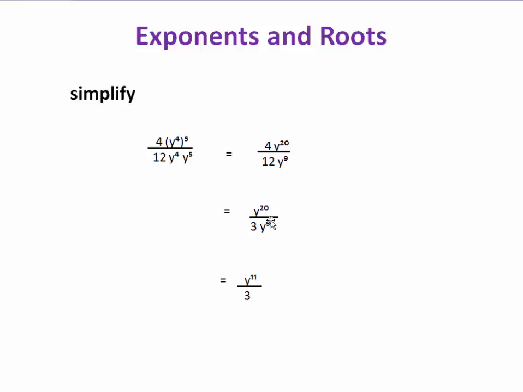Then we've got this division. So what do we do in division? We subtract the powers, so 20 minus 9 is 11. So y to the power 11 over 3.